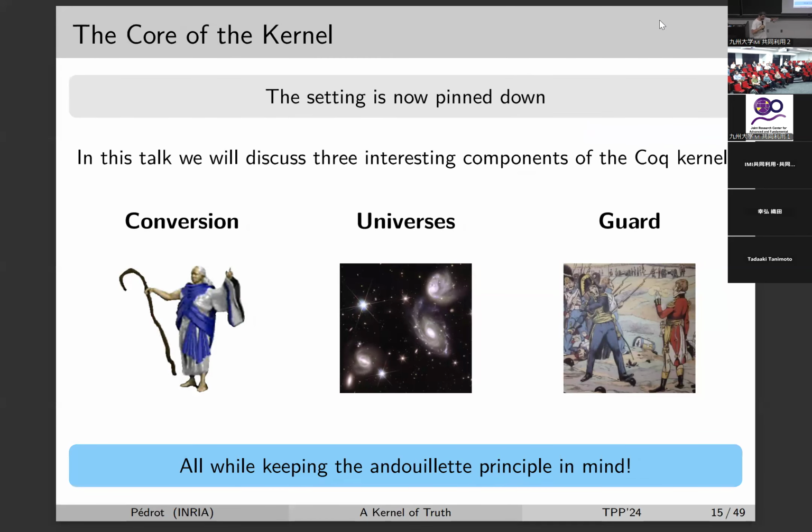Now that I've properly set the situation, I'm going to look into three components of the kernel: the conversion, universes, and God, while keeping the andouillette principle. So I'm going to look for some kind of shitty smell and ensure it's not too much. But now you can brace yourselves, we're going to enter the kernel.